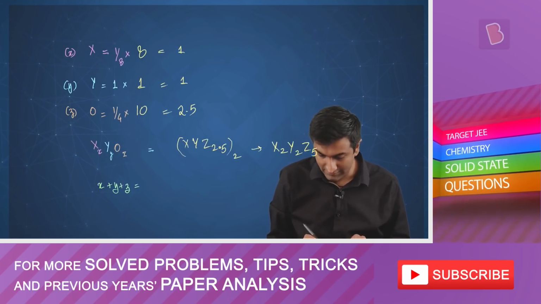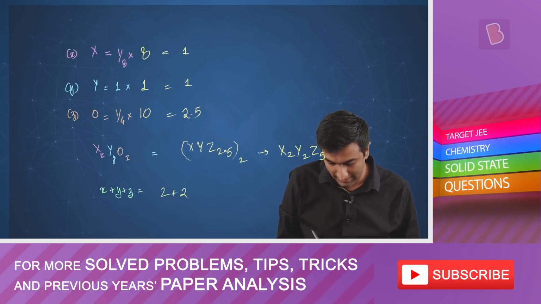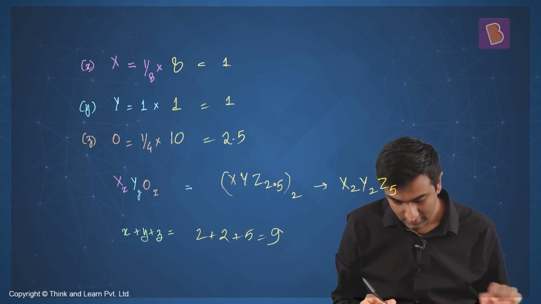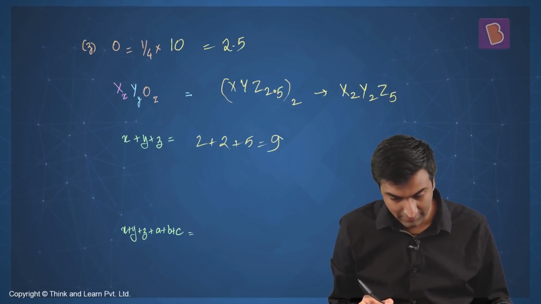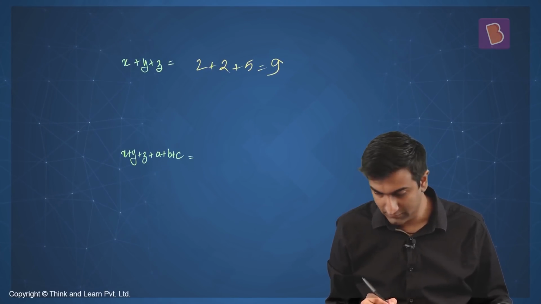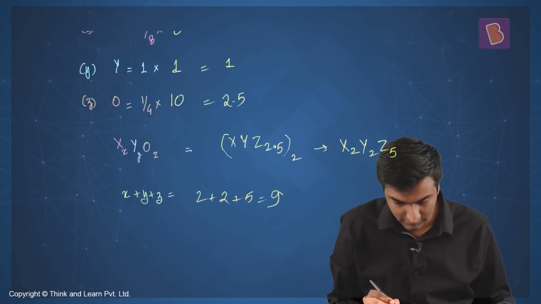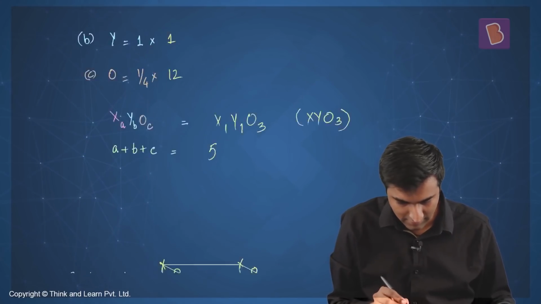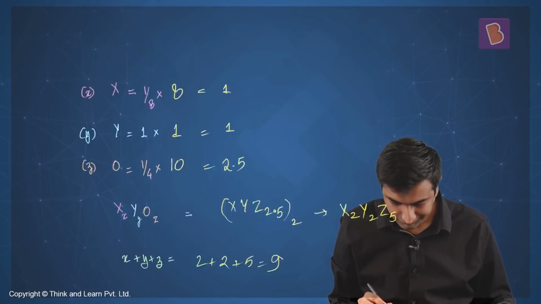So x plus y plus z is now simply going to be 2 plus 2 plus 5, which is 9. What's my answer? I need to add them all up, right? X plus y plus z, as well as a plus b plus c. So how much is a plus b plus c? Did I forget that? Wait, let me see. I have an amazing memory. There you go. A plus b plus c is 5.